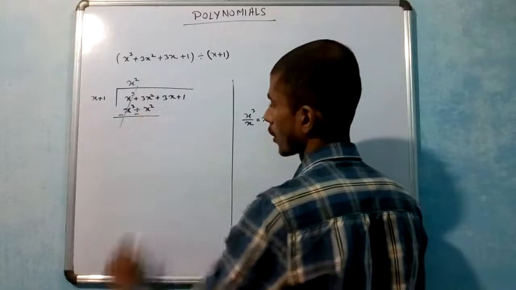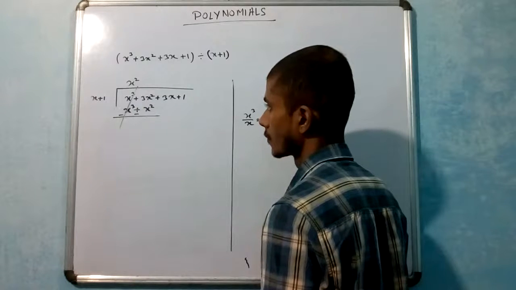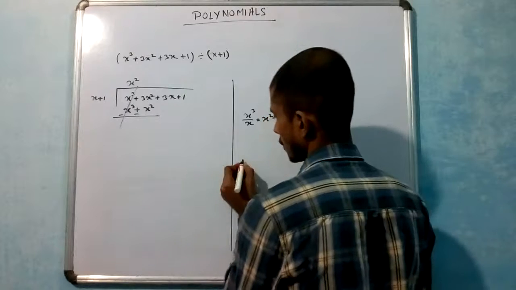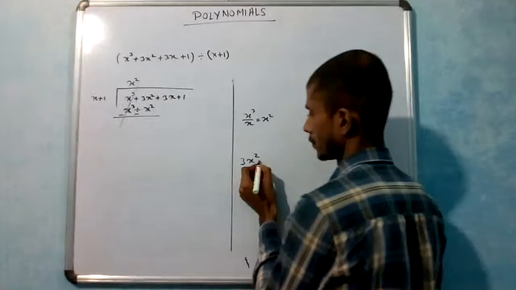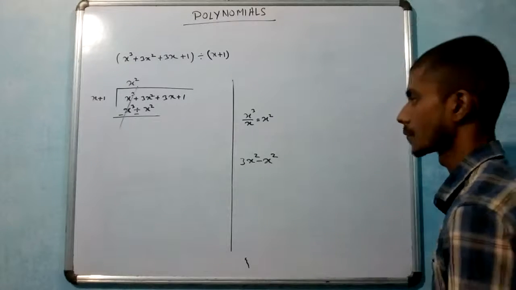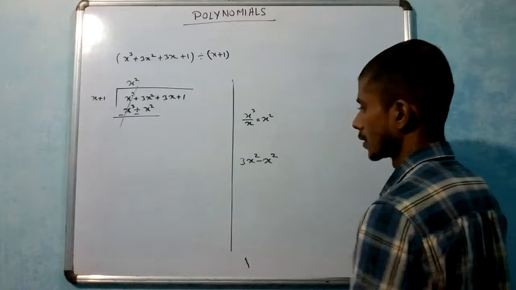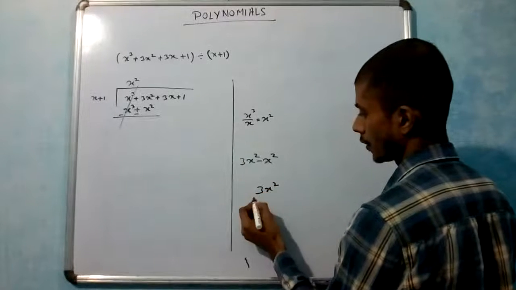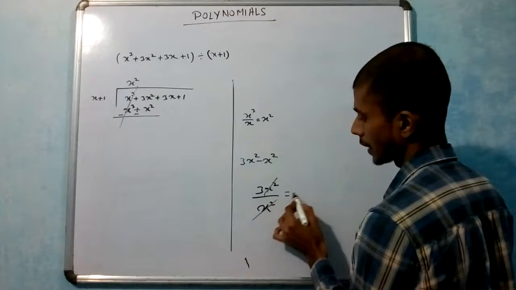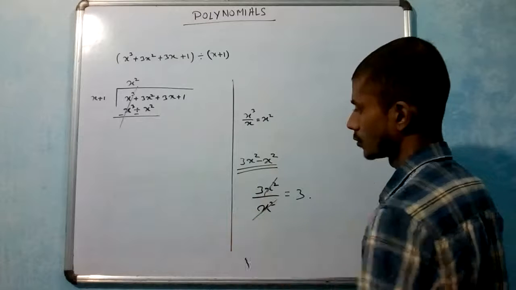3x square minus x square. How much? 3x square minus x square. How much? 3x square divided by x square. Then no, 3, man. X square will get cancelled. You will get 3. Here, addition, subtraction? No.